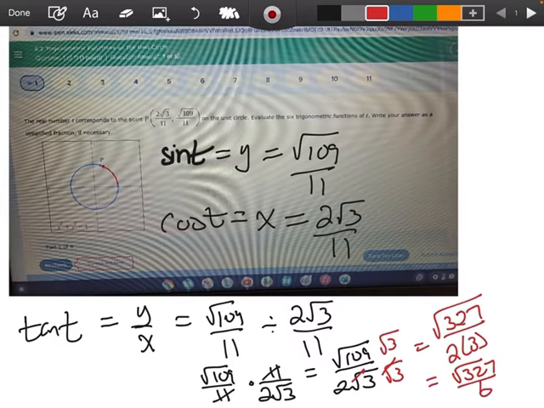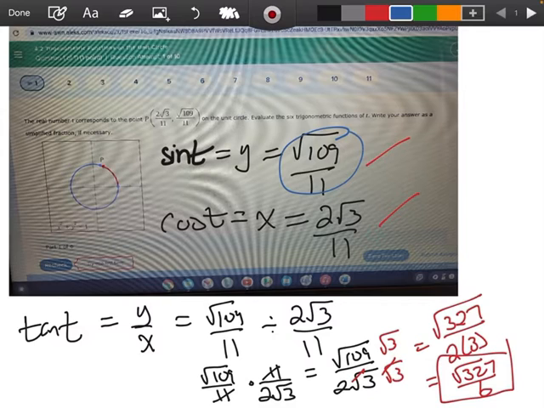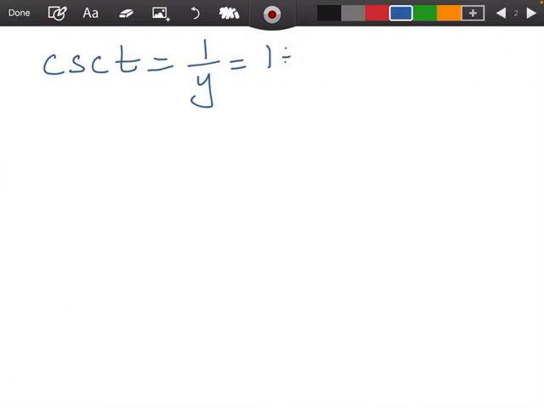So far we have the sine, we have the cosine, and we have the tangent. So let's see now if we can find the cosecant. So over here, let's find the cosecant of t. And this is defined as 1 over y. So this is going to be 1 divided by our y value, which was the square root of 109 over 11. Okay. So now this is 1 times 11 over the square root of 109.